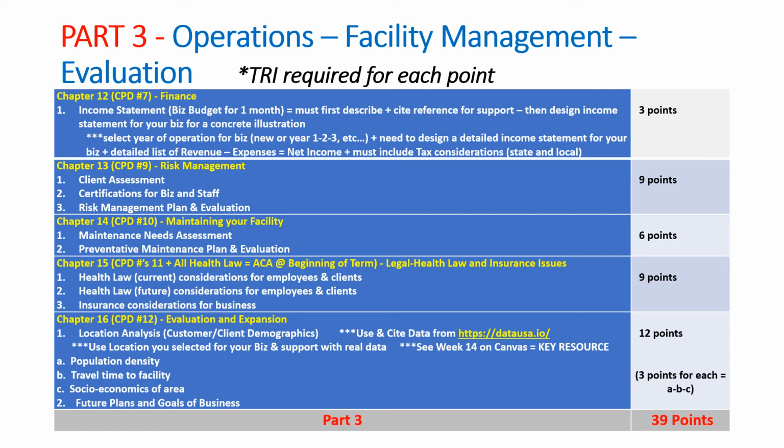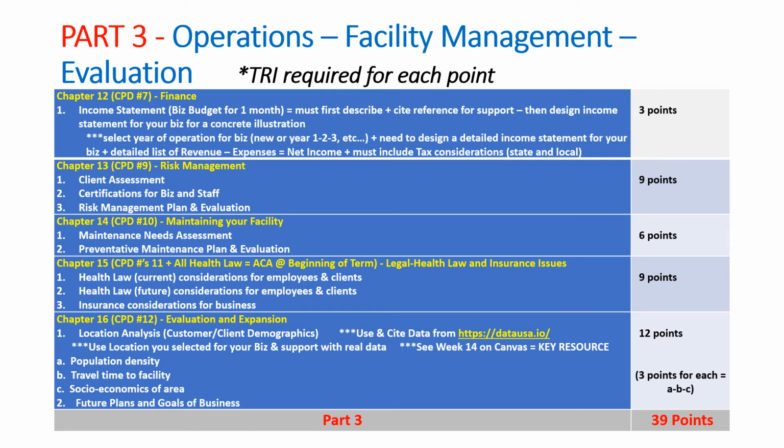So again, what you want to do is select whatever year of operation your business is in, 1, 2, 3, 4, 5, whatever. And then after you've done the T and the R about income statements and finance, then you want to go ahead and design an income statement for your business just using Monopoly money and numbers for it. So the key point is I want to see you do a detailed list of the revenue minus the expenses, and then that becomes your net income. Again, you must include tax considerations, state and local there.